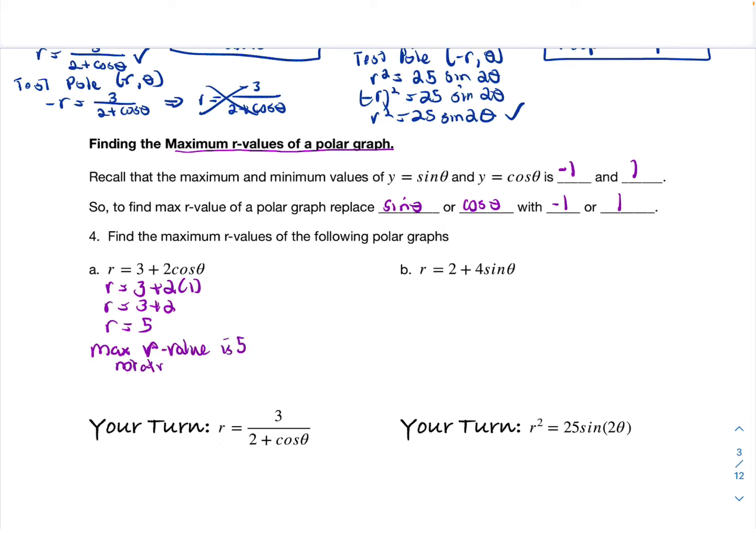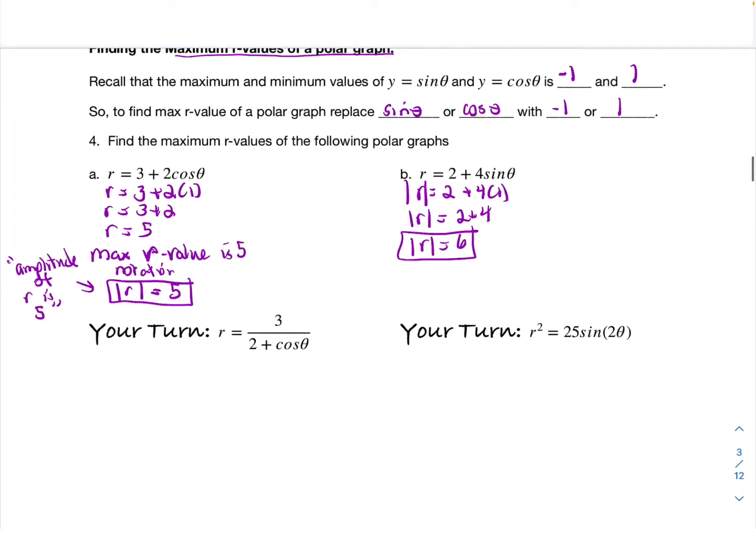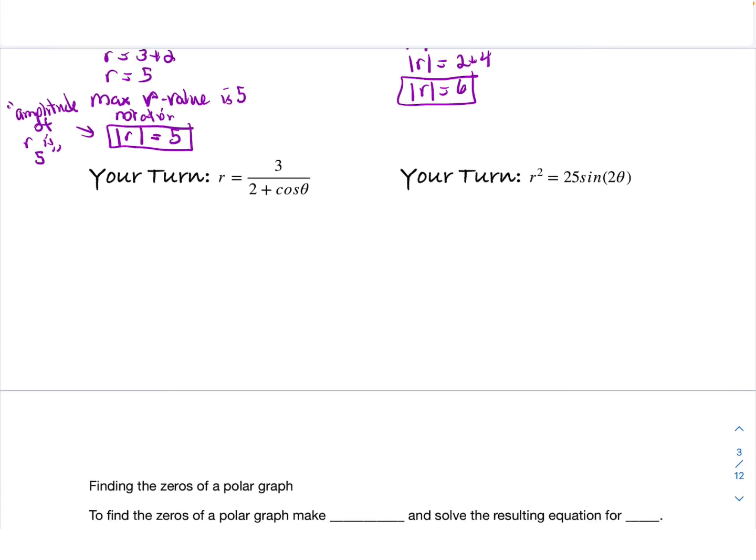That notation for maximum value is the magnitude of r, or amplitude, but so we can say the magnitude of r is equal to 5, or the amplitude of r. I like to say magnitude of r is equal to 5. So to find the magnitude of r here, I'm just going to replace sine with 1, and I get the magnitude of r is equal to 6, so that's the maximum radius that will be on this graph. So you try the next two. So here our magnitude of r is equal to 1. So our maximum value of r is 1.